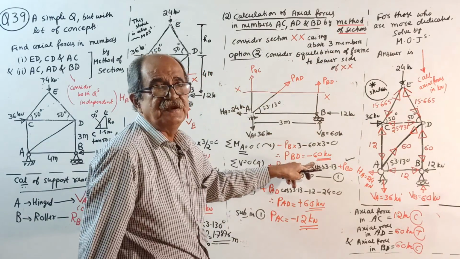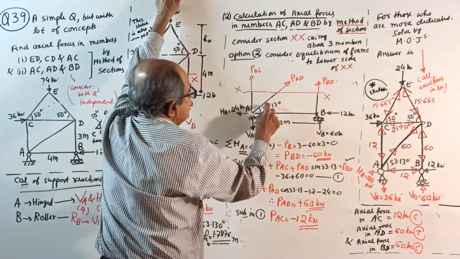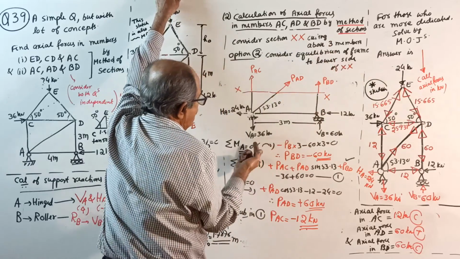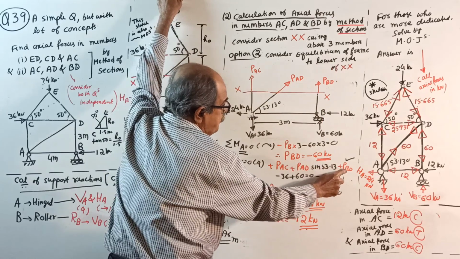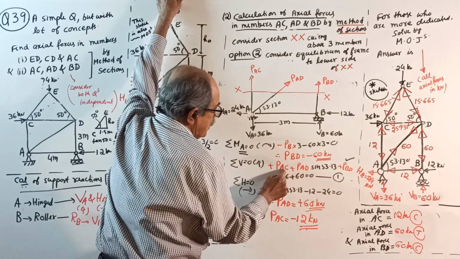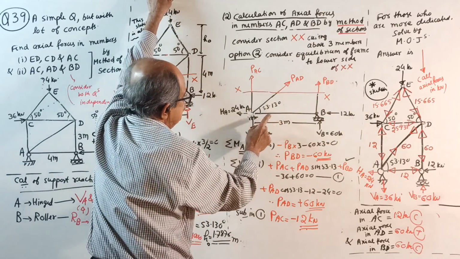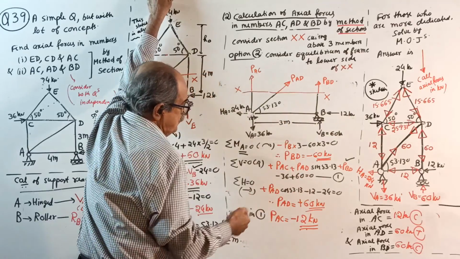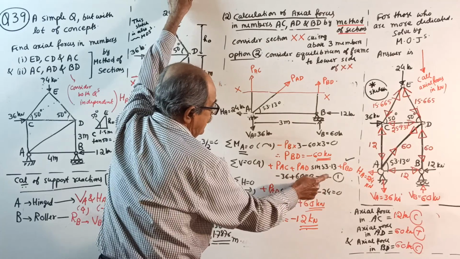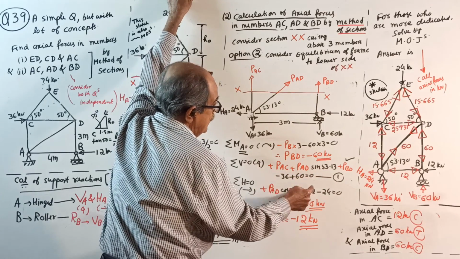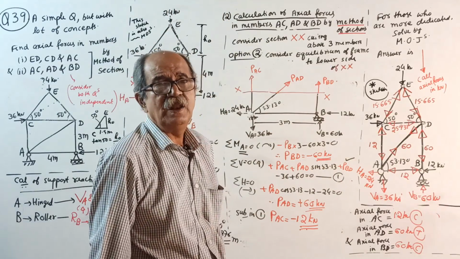PBD will come minus 60. Sigma V equals 0: plus PAC plus PAD sin 53.13 plus PBD minus 36 plus 60 equal to 0. Equation number 1. But remember, PBD is known for you already. Leave it, still two unknowns are there. Sigma H equals 0: plus PAD cos minus 24 minus 12 equal to 0. PAD will come plus 60 kilonewton. Then substitute in the 1. PAD just now you got and PBD already got. Substitute, simplify. PAC will come minus 12 kilonewton.